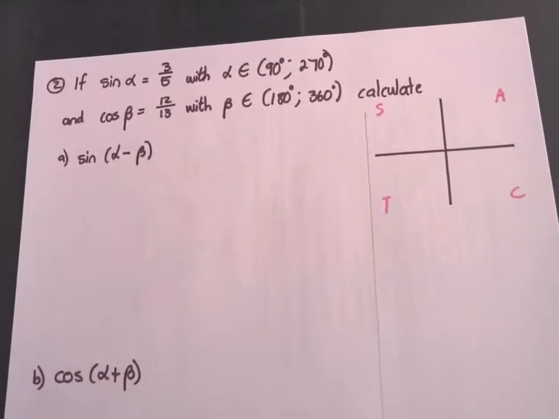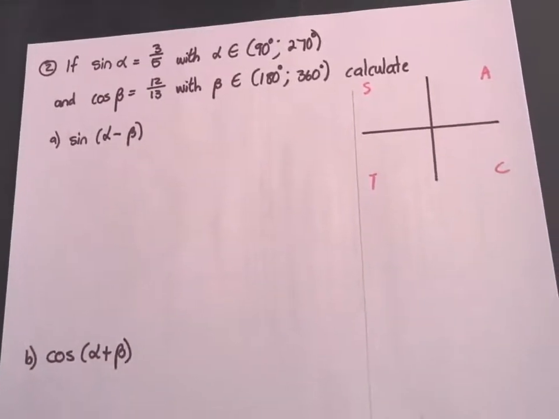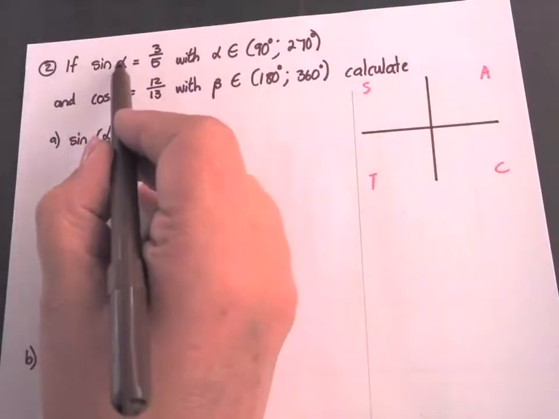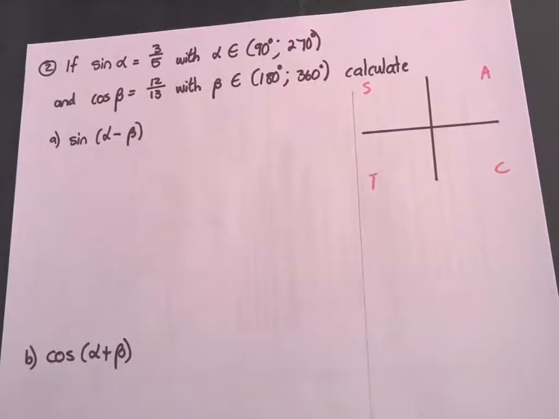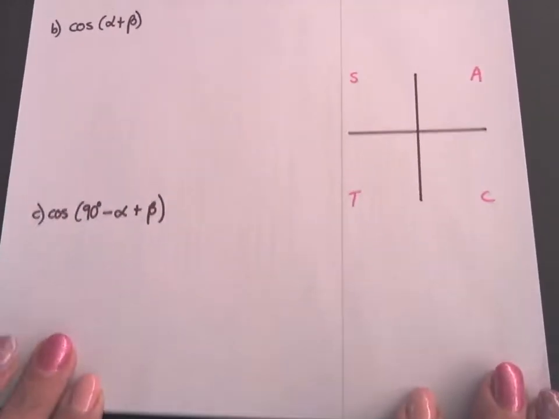Our next example, and this is a typical question that grade 12 will get. The one that we just did was a typical grade 11 question. Now we have two angles, an alpha and a beta. So we're going to need two cos diagrams.